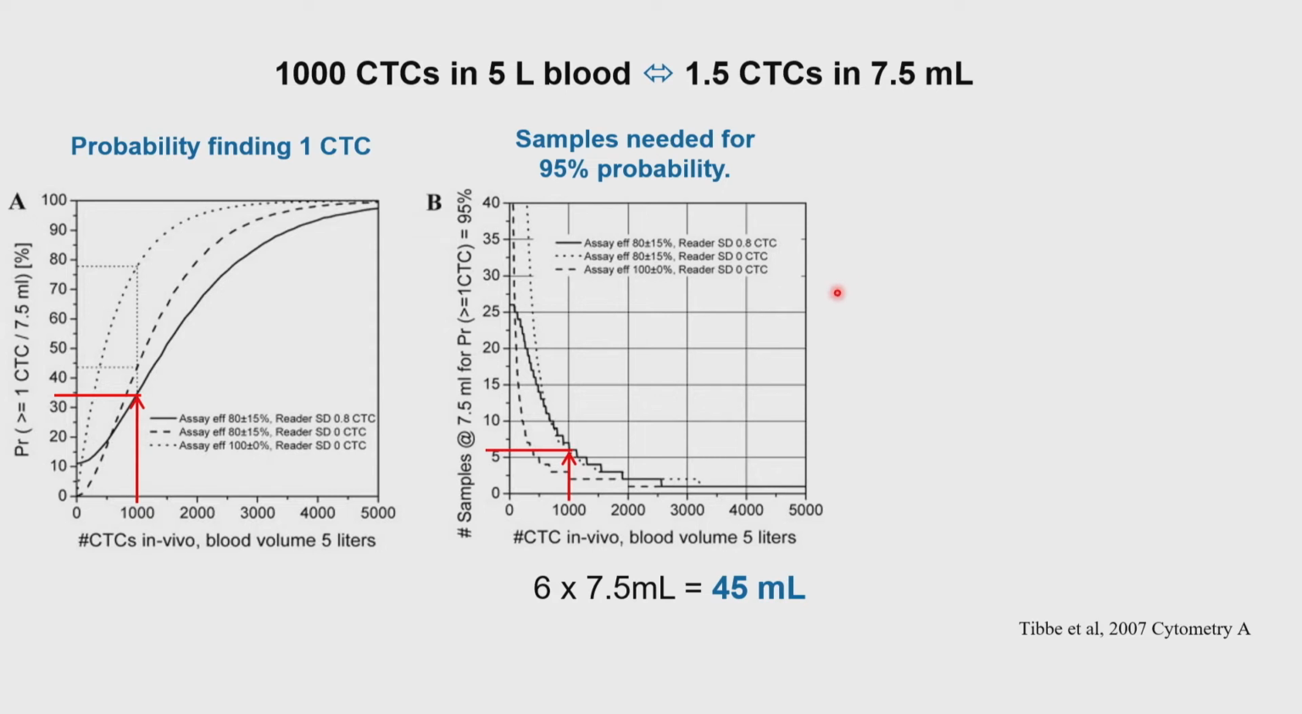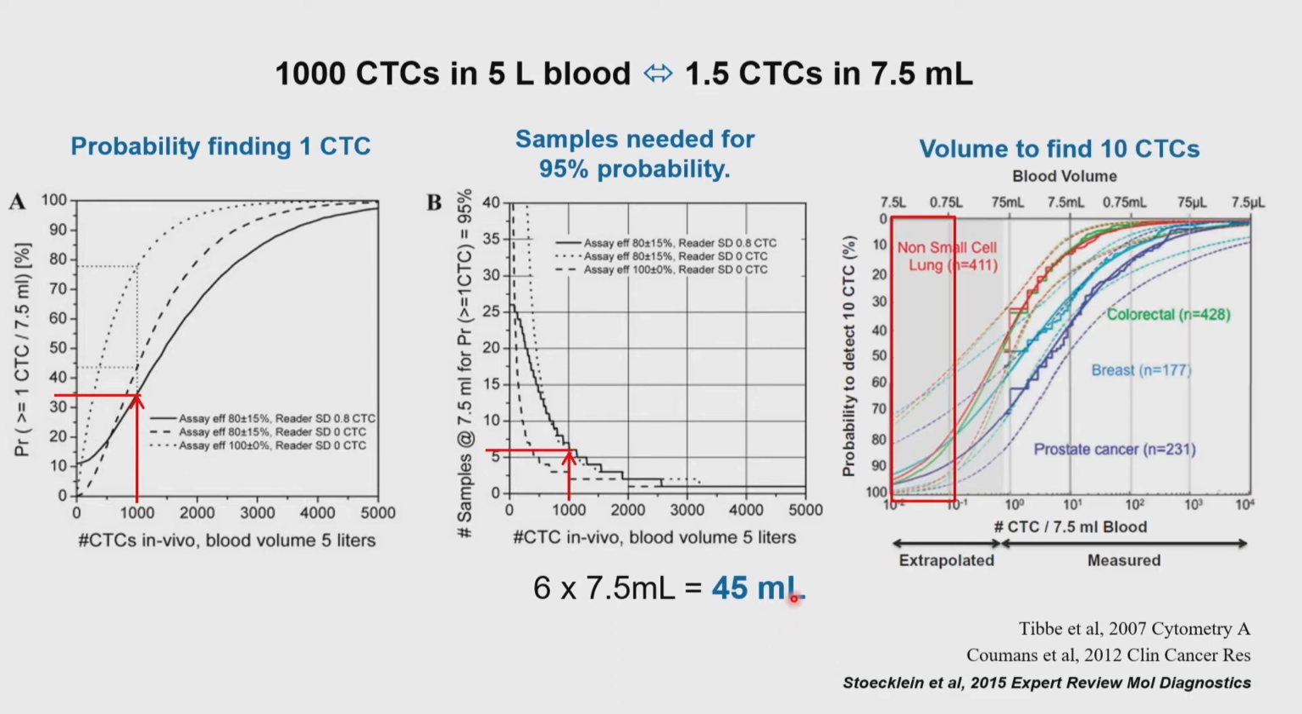However, the CTCs are not normally distributed. They follow rather a Poisson distribution. And also, our assay is not 100% effective. And all that contributes to the fact that we have just a chance of around 30–35% to find one of these 1,000 CTCs circulating in blood. To increase the chance to 95% to find just one CTC, you have to take around 6 blood samples. At least this is what comes out from modeling. So you have to increase the volume of your investigated blood significantly.